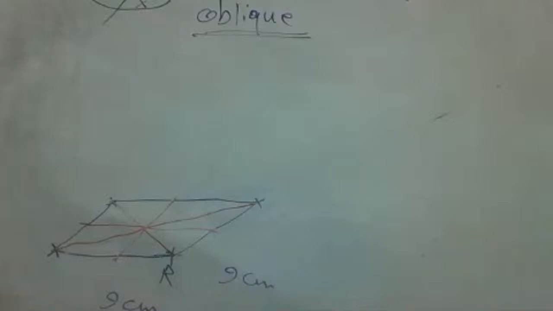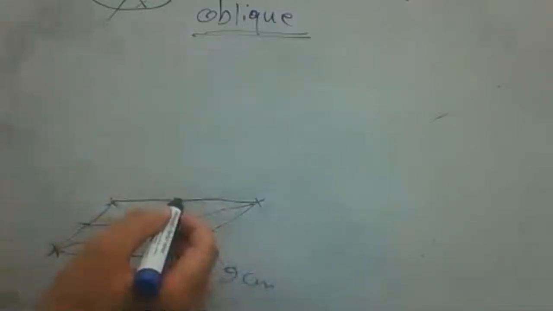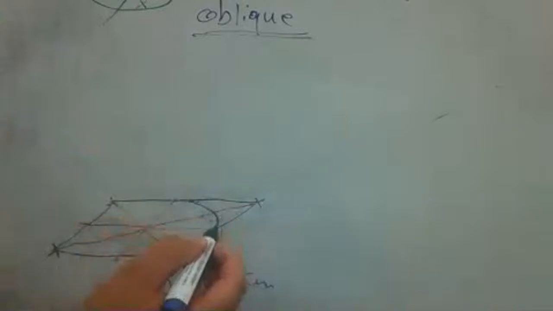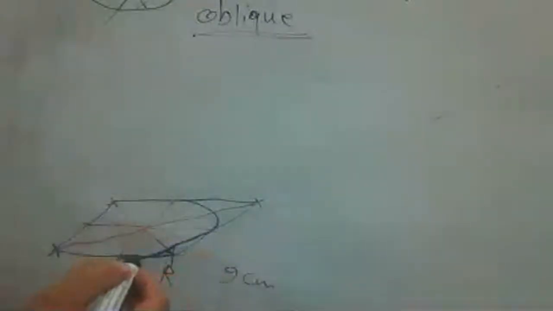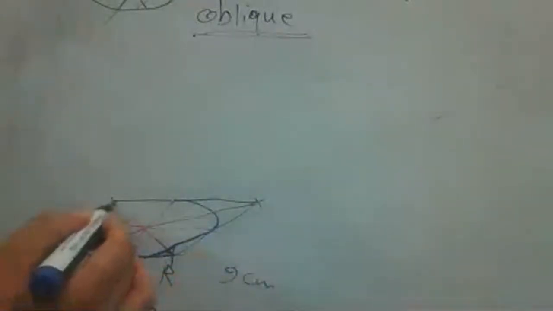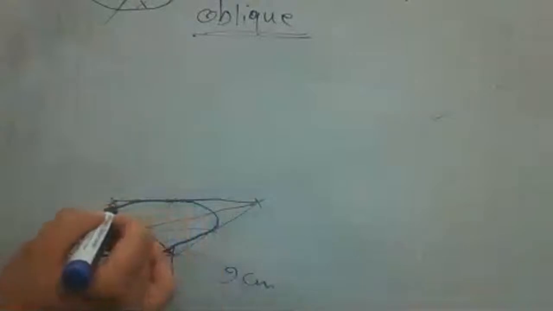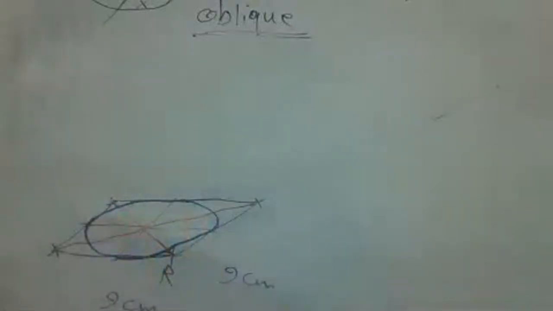One here and one here. Okay. Now we can draw the pictorial of the cylinder as a pictorial of a circle. Okay. This is the first way.